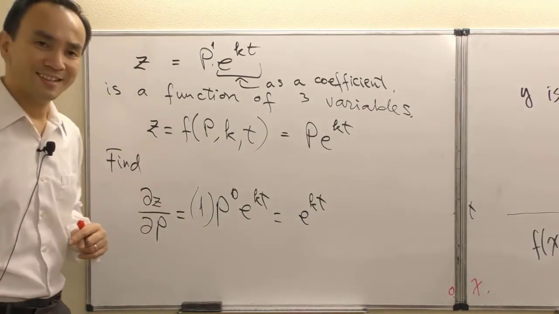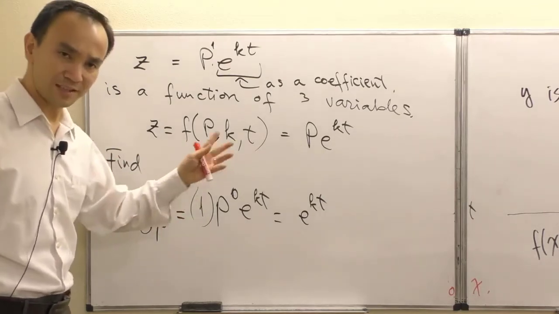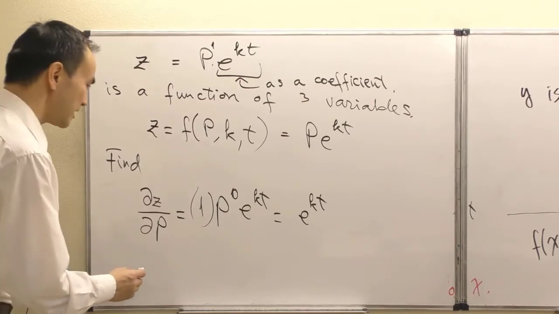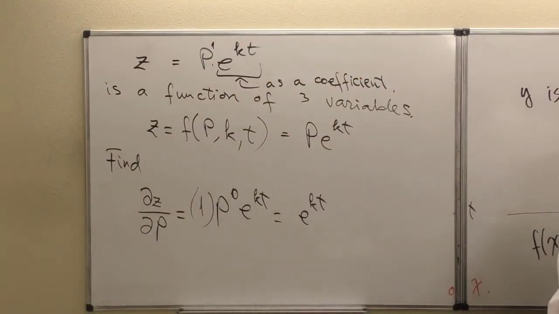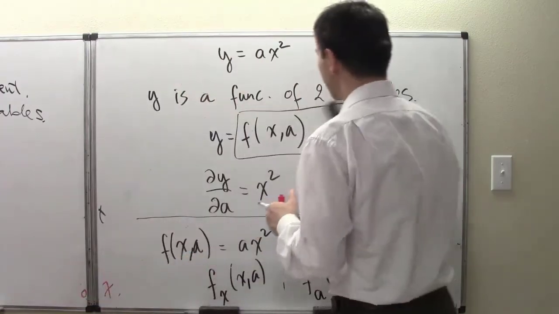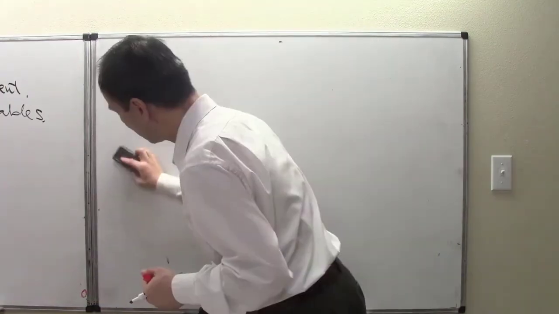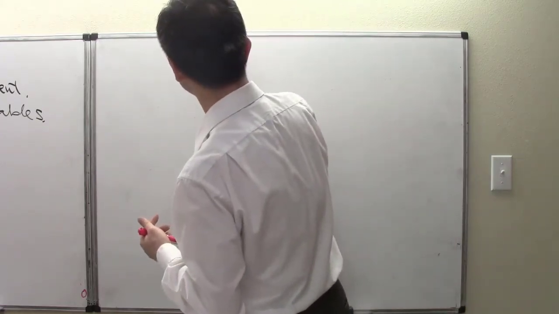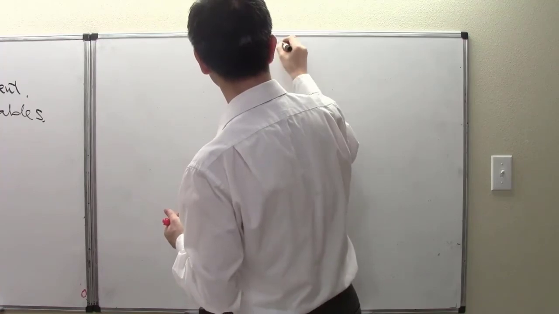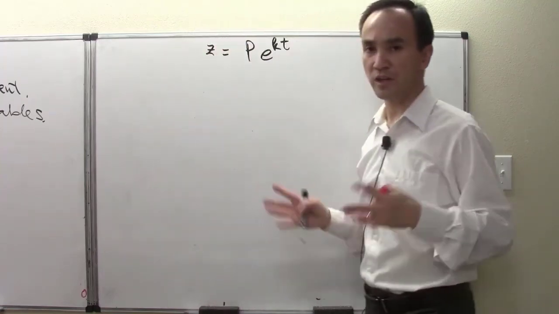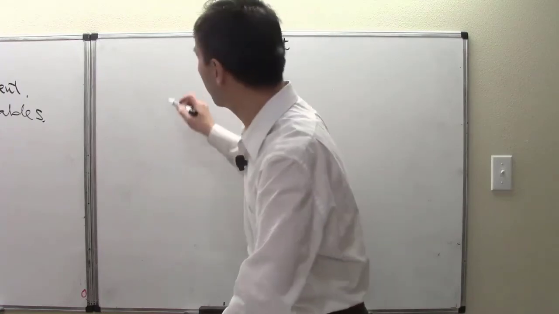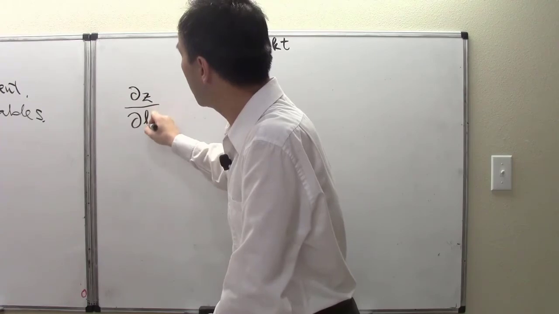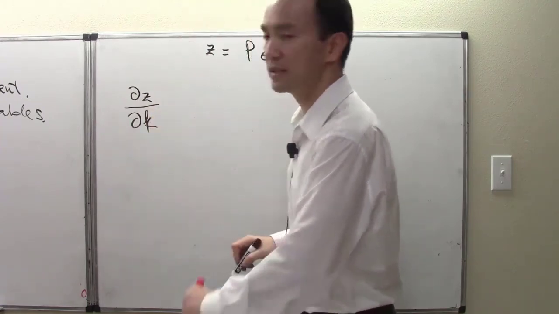All right. And so now, let's find another one. So the next one, let me use my other board. All right, so the function we have here, yes, it's z equals p times e to the kt. 3 variables, right? And so now let's find, how about this time we want to find dz dk. That's my letter k, dz, dk.